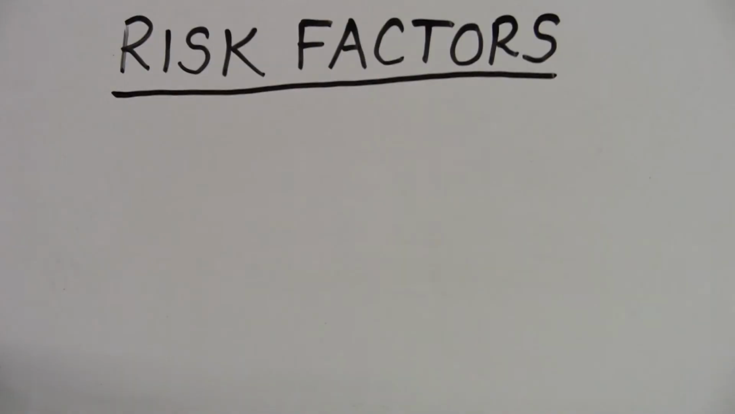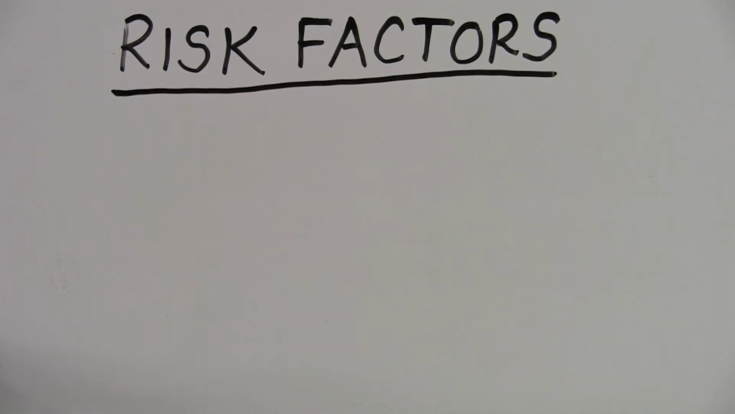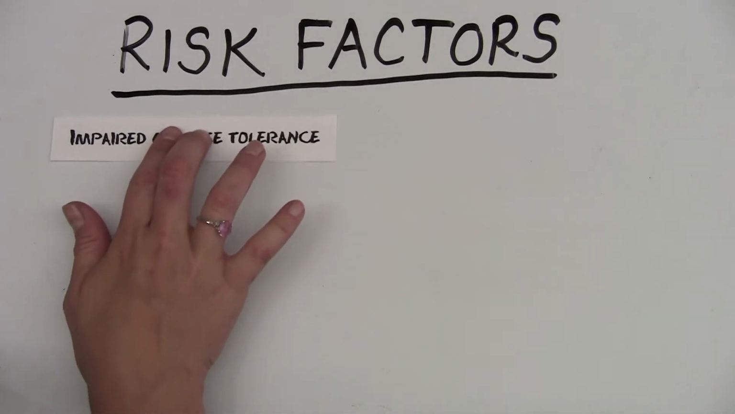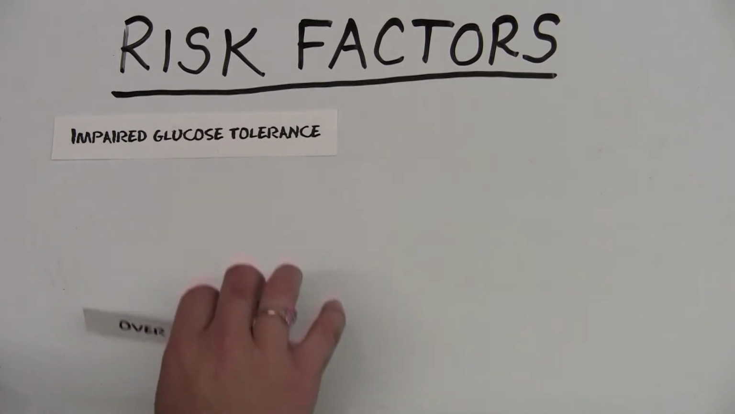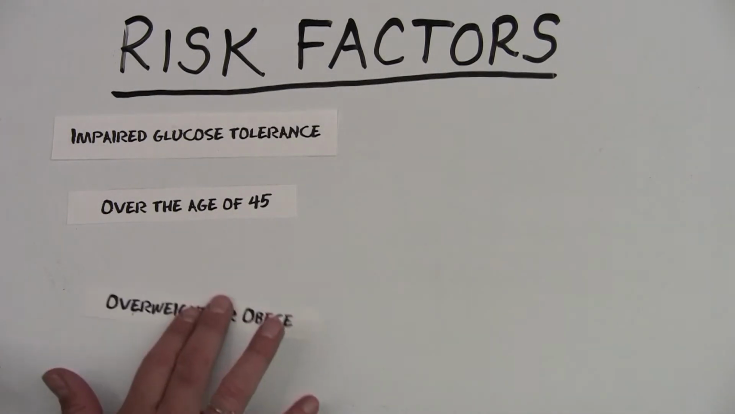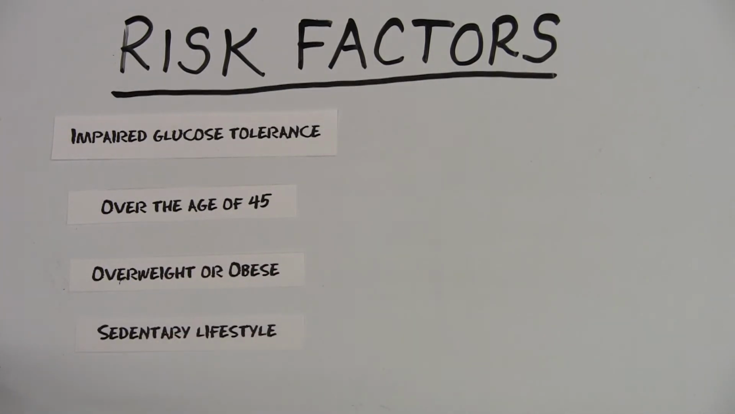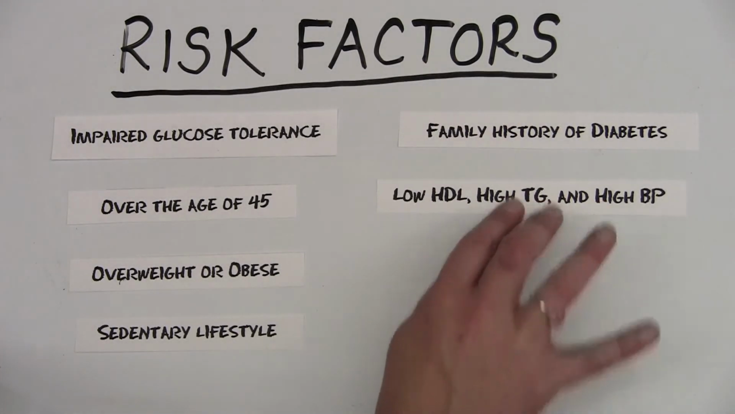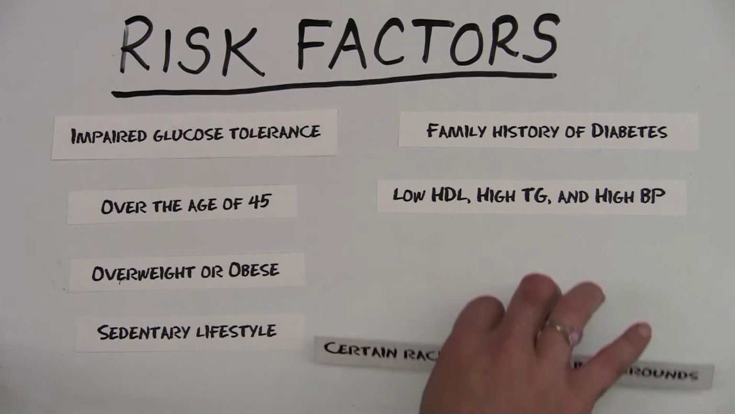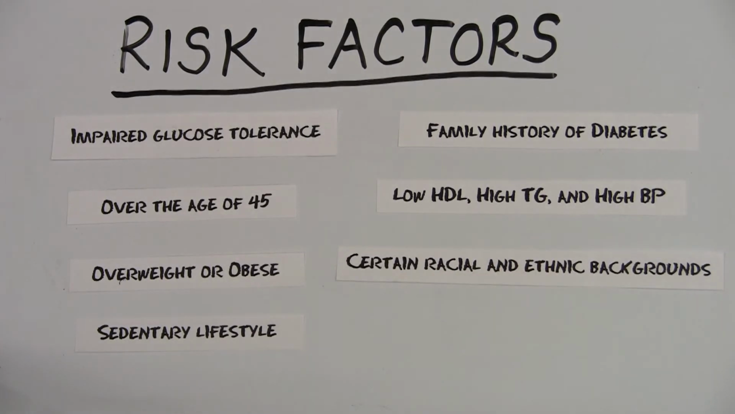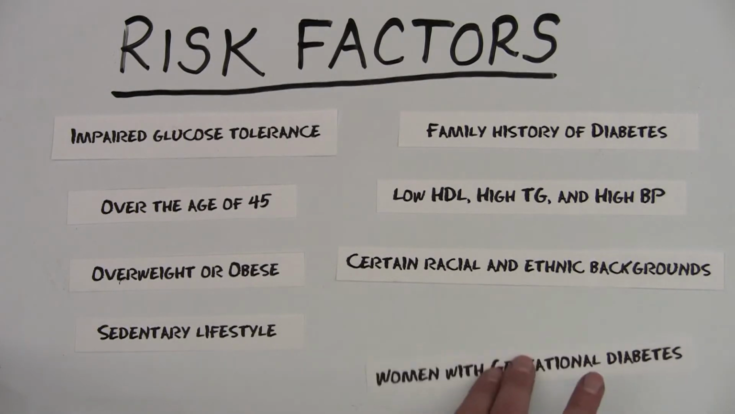Risk factors. Many people can be at risk for diabetes for a variety of reasons. The risk factors for developing type 2 diabetes are impaired glucose tolerance or impaired fasting glucose, persons over the age of 45, people who are overweight or obese, sedentary lifestyle, people with a family history of diabetes, low HDL, high triglyceride, and high blood pressure, certain racial and ethnic backgrounds such as African Americans, Mexican Americans, American Indians, Native Hawaiians, Pacific Islanders, and Asian Americans, and women with gestational diabetes.